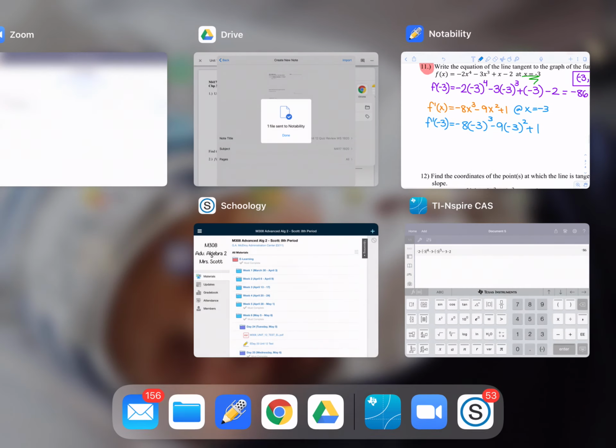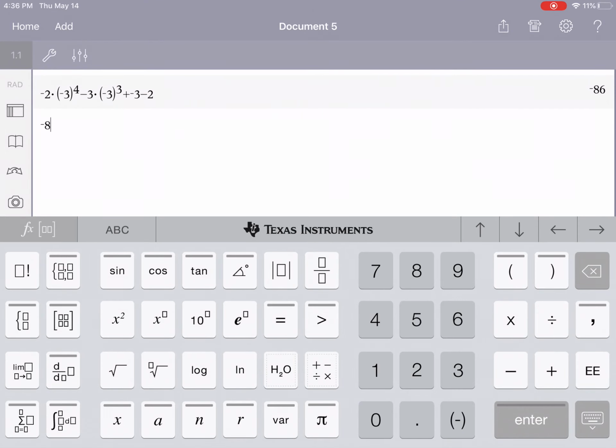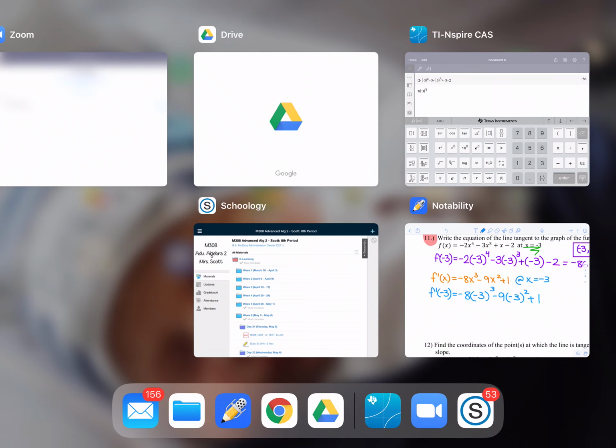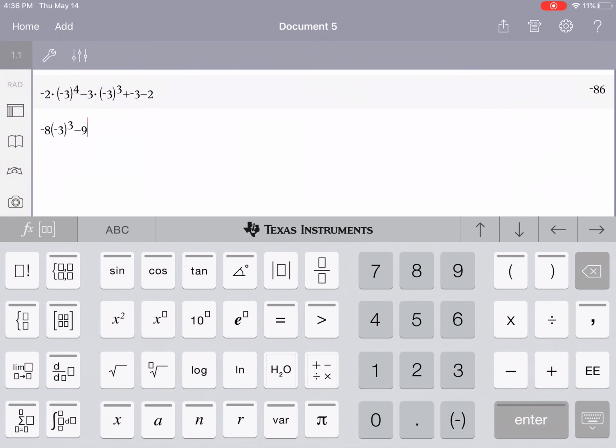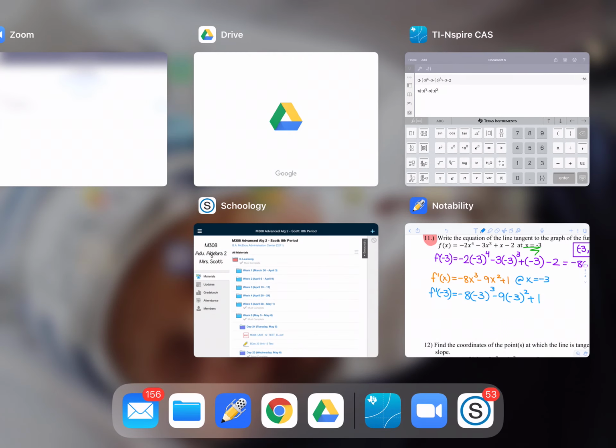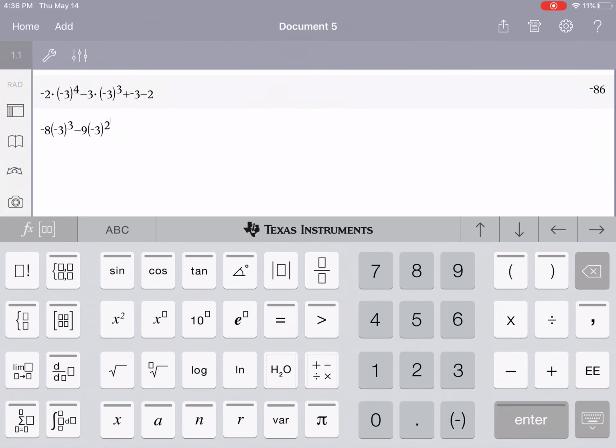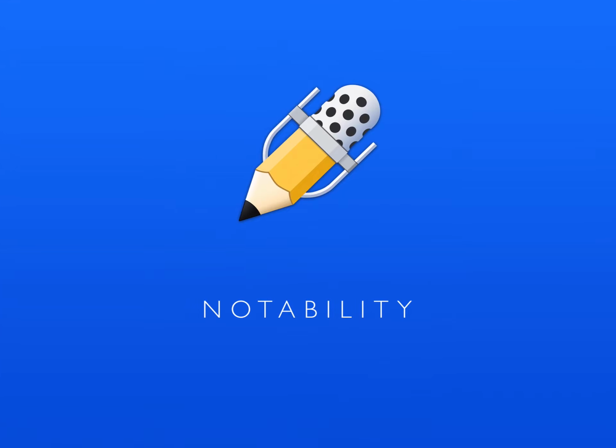Okay, and I'm going to just plug that into my calculator. Negative 8 times negative 3 cubed minus 9 times negative 3 squared and plus 1. Again, I might get a ridiculous number, and I do, 136. That seems like a crazy slope.